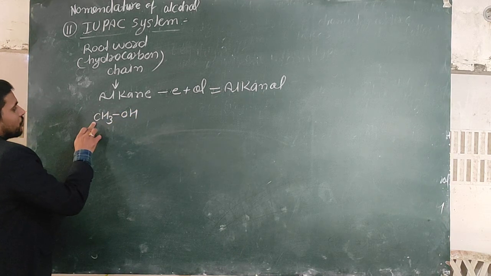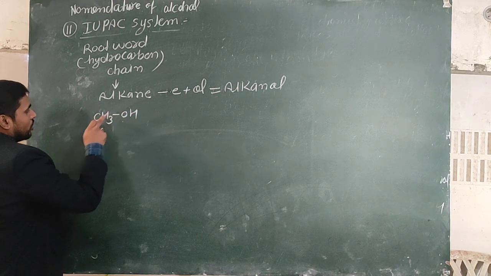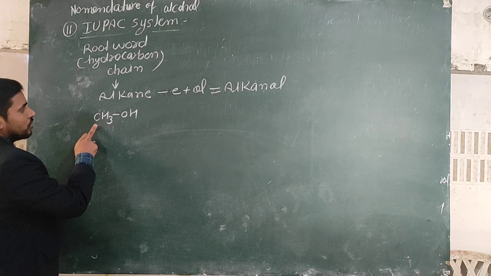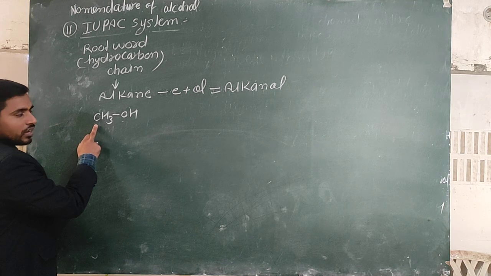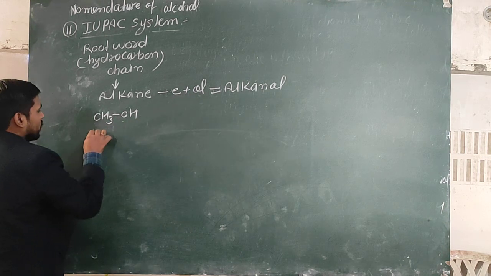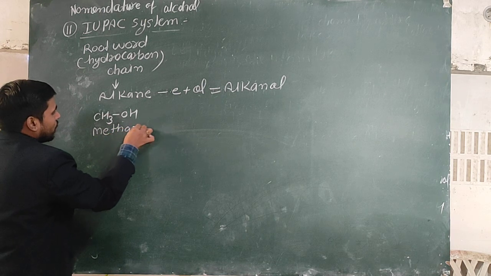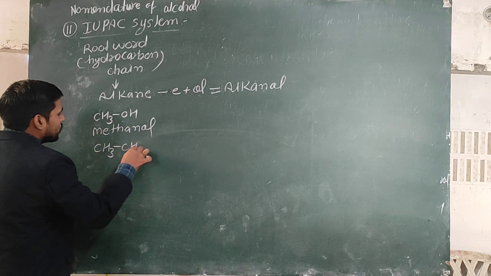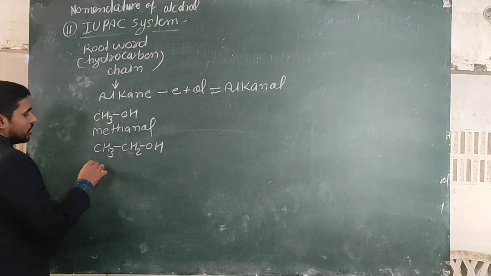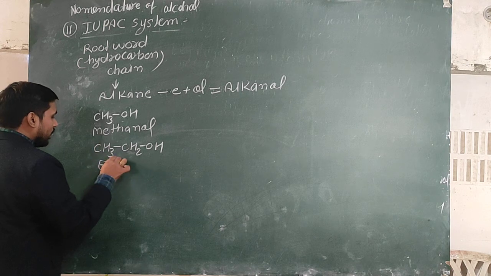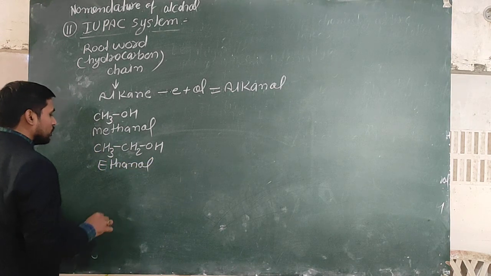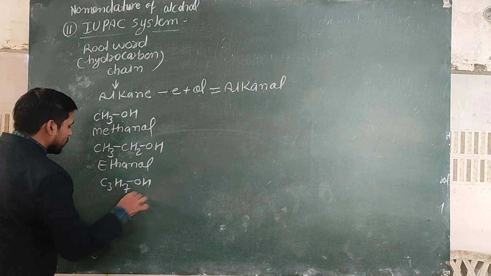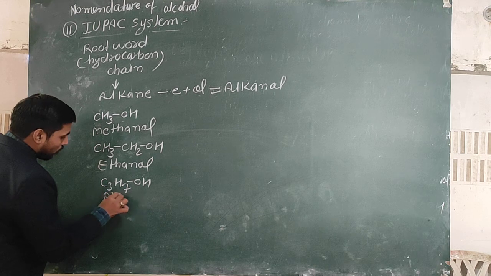For example, CH3OH: the number of carbon is 1, and 1 carbon is considered as methane. After removal of e from methane we add ol, so its name is methanol. Similarly CH3CH2OH, its IUPAC name is ethanol. Similarly C3H7OH, its name is propanol.